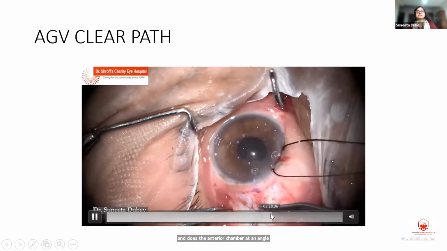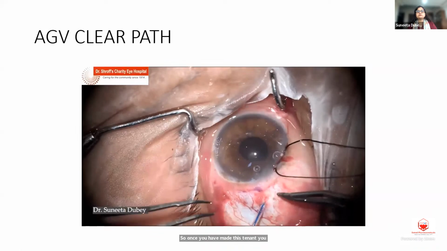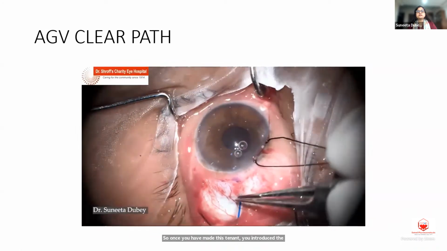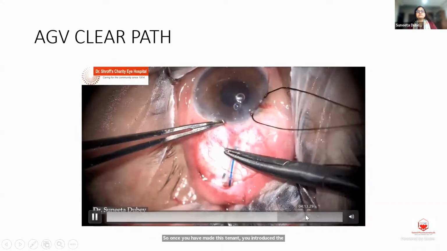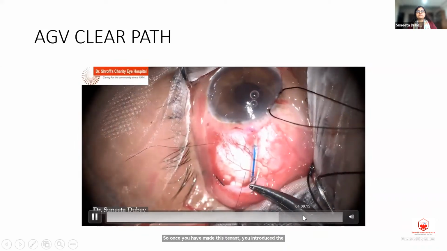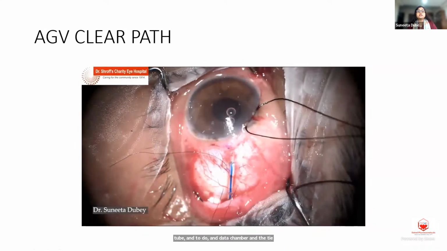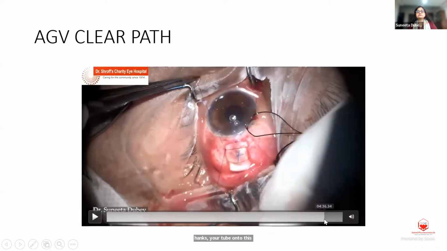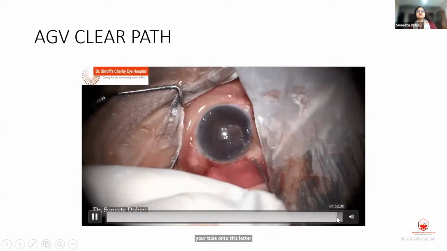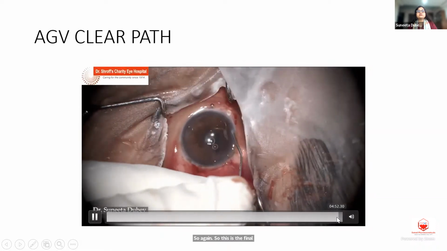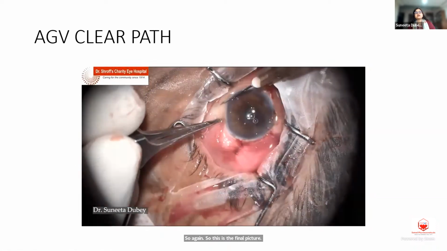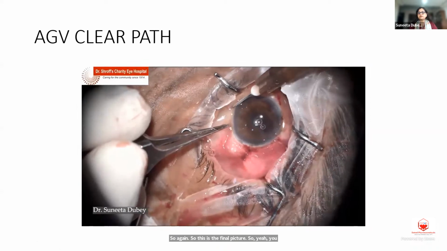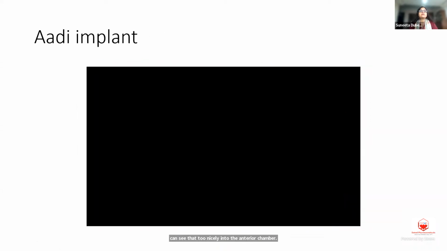Once you have made this tunnel, you introduce the tube into the anterior chamber and fix your tube onto the sclera. So this is the final picture. Here you can see the tube nicely in the anterior chamber and everything is okay.